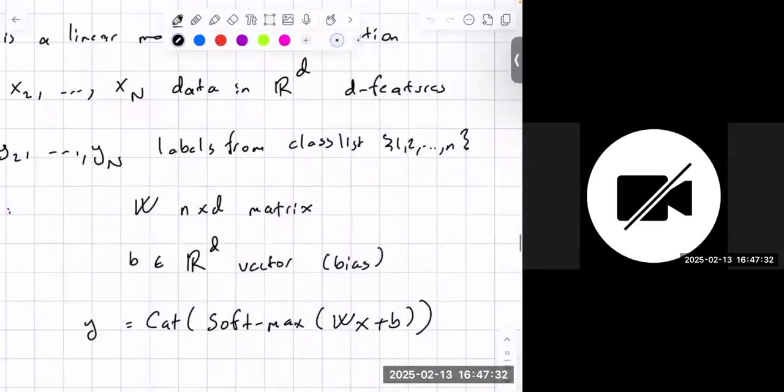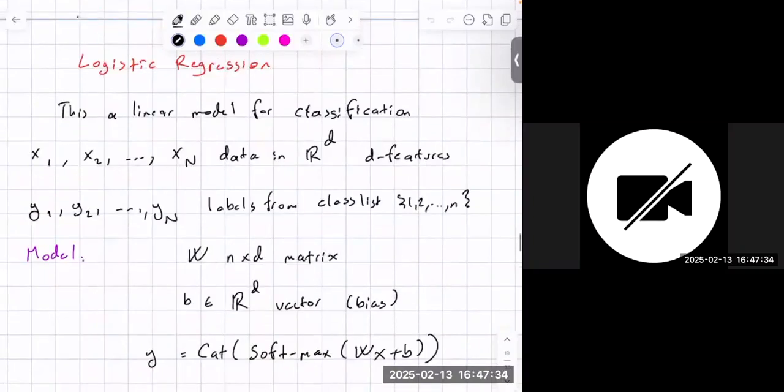Okay, here is logistic regression. This is a linear model for classification. You have your data points. They all have D features, and each has a label. Every label means a data point belongs to class 1 or class 2 or class n, whatever. We have a notebook. It is only about the binary case, two classes. That's a very common case of logistic regression.